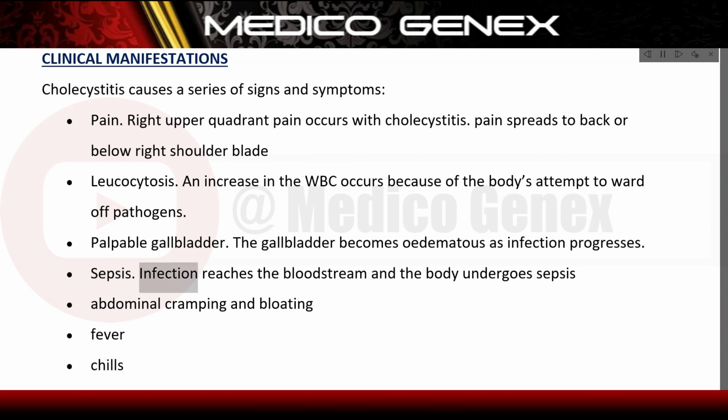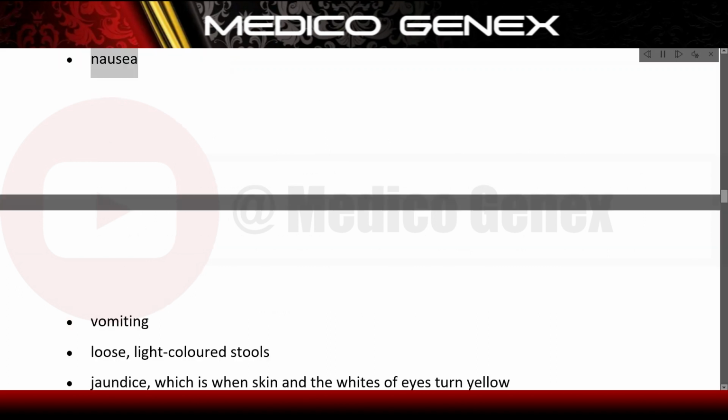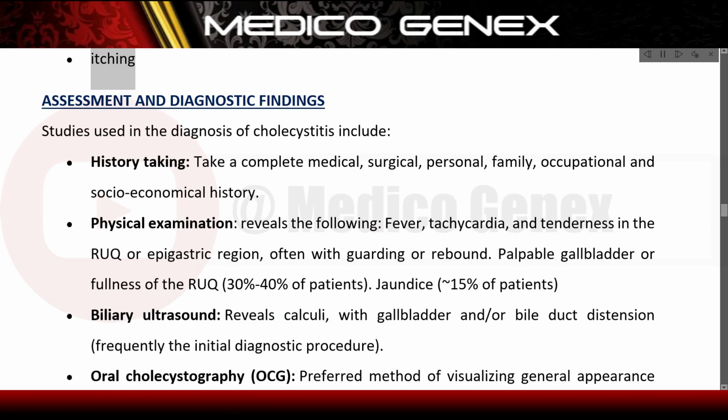Sepsis. Infection reaches the bloodstream and the body undergoes sepsis. Abdominal cramping and bloating. Fever. Chills. Nausea. Vomiting. Loose, light-colored stools. Jaundice, which is when skin and the whites of eyes turn yellow. Itching.